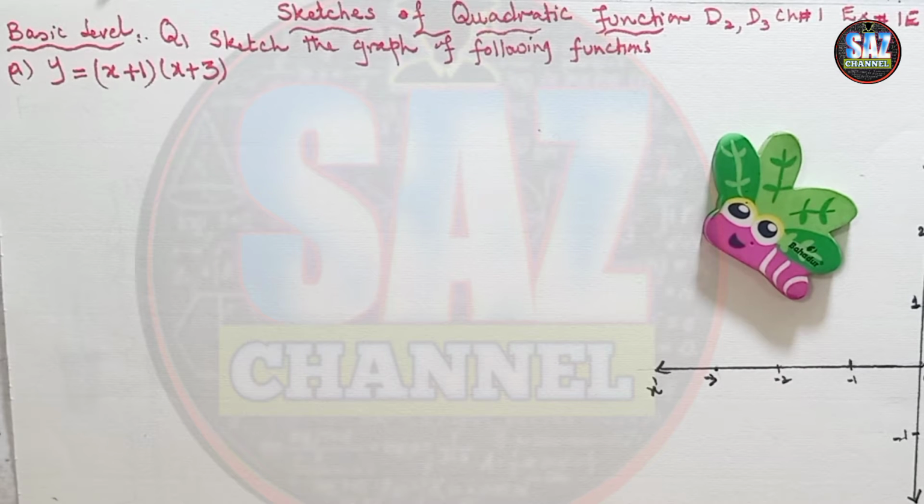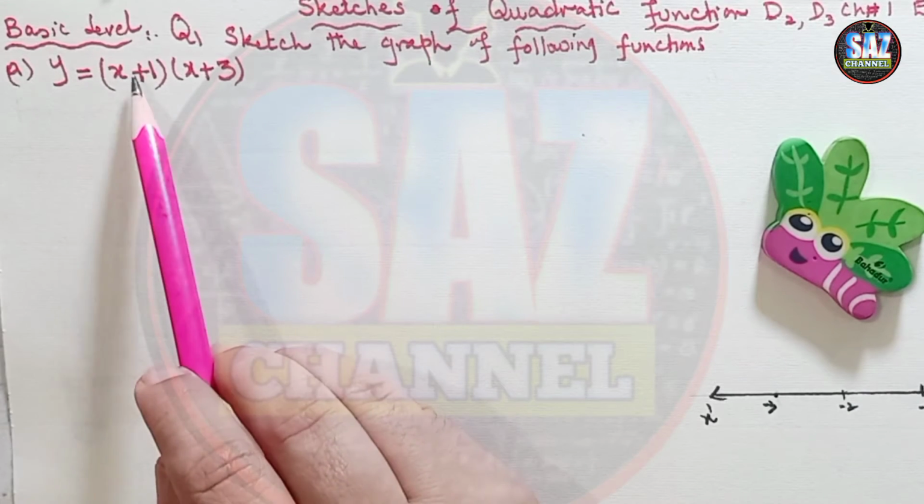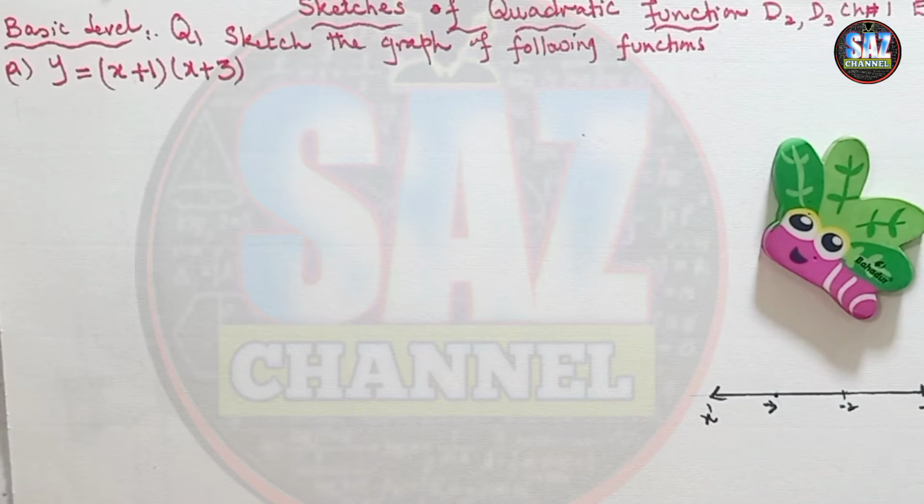Let me read question number 1. Question 1 says sketch the graph of the following quadratic functions, and the first question is y equals to x plus 1 and x plus 3. Recall my previous lesson, what is the procedure for the sketching of a quadratic graph.